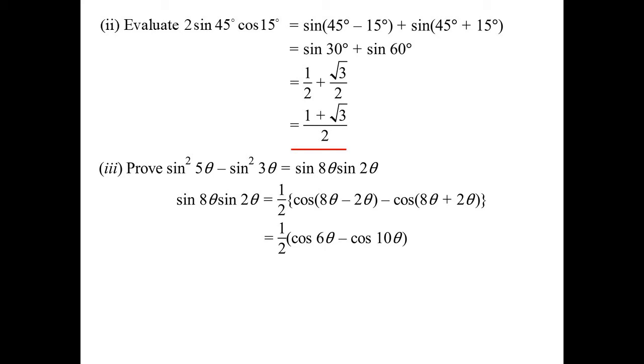We're trying to show it's sine squared 5 theta minus sine squared 3 theta. How on earth can we do that? Now we use our double angle results.